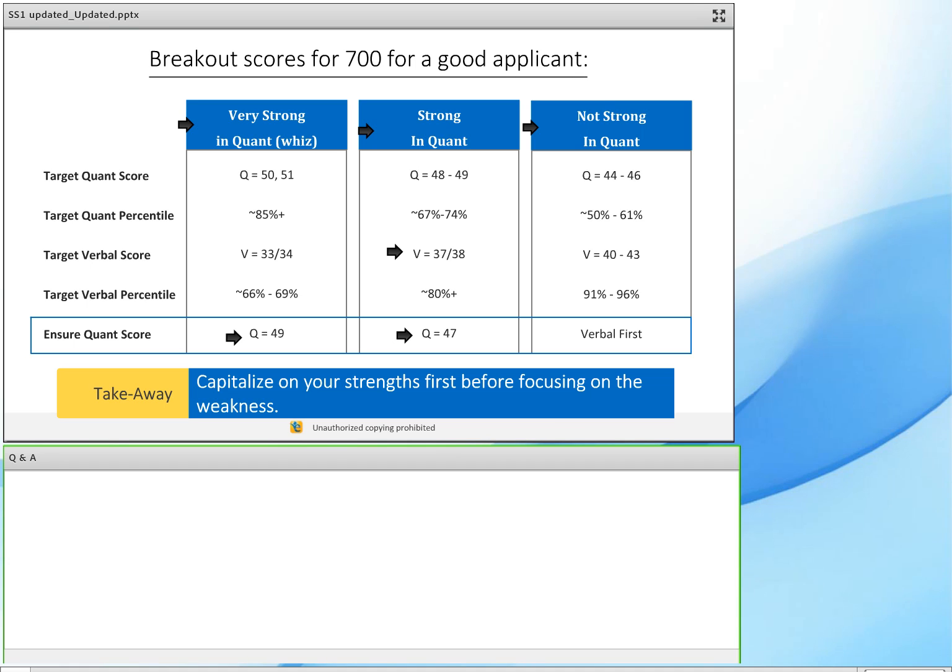Now, once you get to that 700, if you want to get to that 760, even if you are this quant whiz over here, you'd have to focus on verbal because there's no headroom in quant left. But get to that 700 first. You'd be a lot more confident with regards to getting to a 750 once you hit that 700 mark.